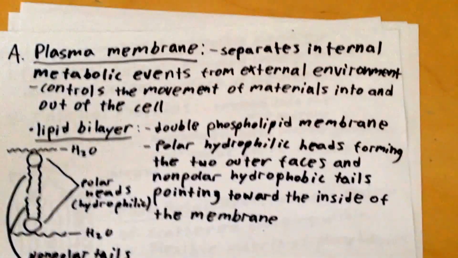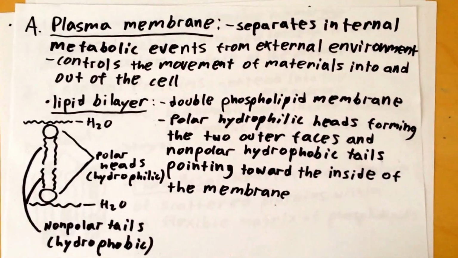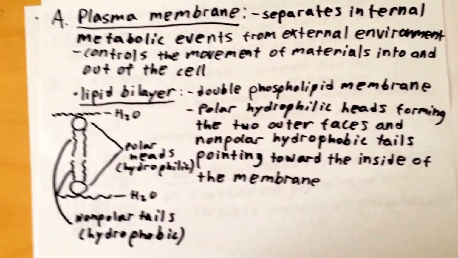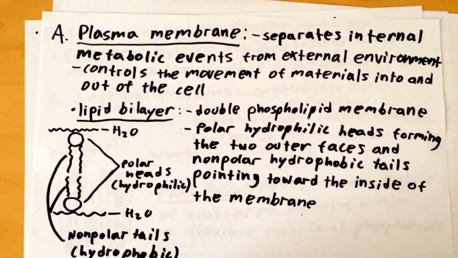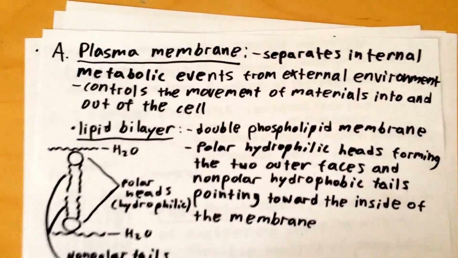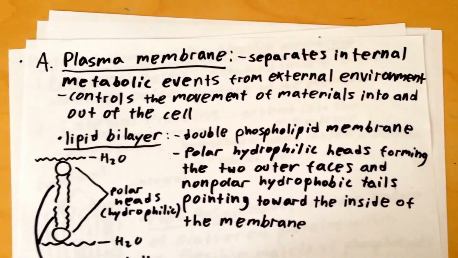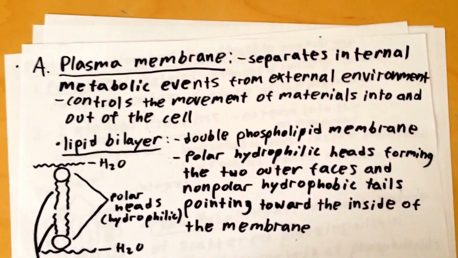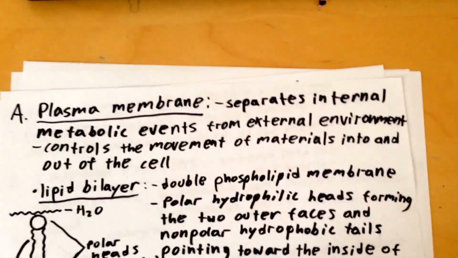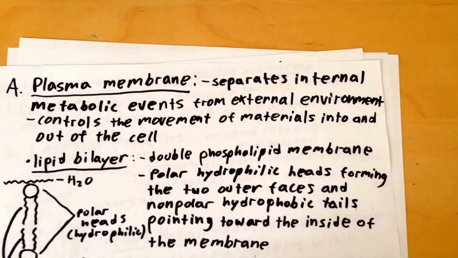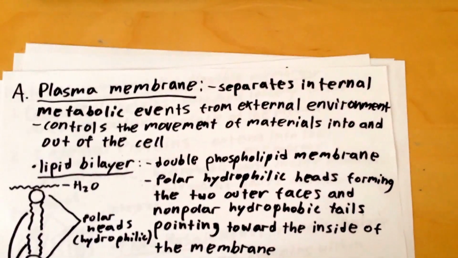Okay? So let's discuss a little bit about what the plasma membrane is and what it does. It separates internal metabolic events from the external environment. So you want to keep what's going on inside from extending outside. It controls the movement of materials into and out of the cell, allowing things to pass into the cell and out at the same time, while making sure that chemical reactions inside the cell are contained inside the cell.